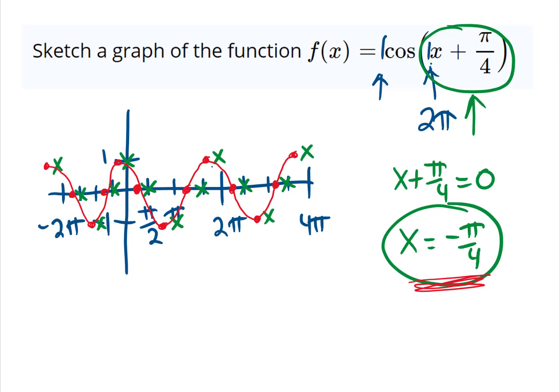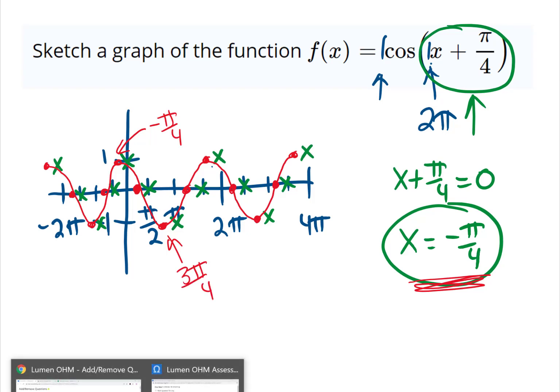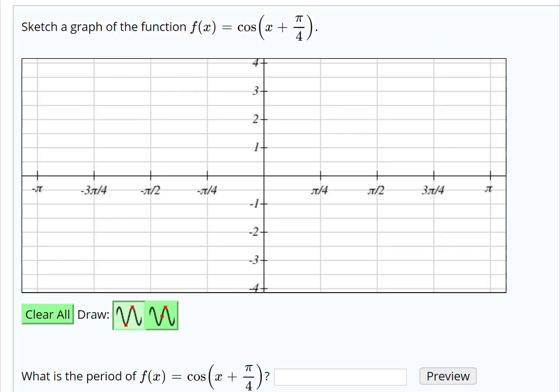Before I go put this in the computer, I'm going to make note of a couple of key points. I'm going to do the max and min. So the maximum is 1, and one of the places it occurs is at negative pi fourths. The minimum is negative 1. One of the places that occurs is halfway between pi halves and pi, which is at 3 pi fourths. So let's go ahead now and go to the graph.